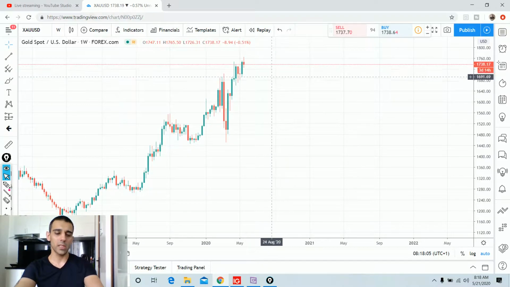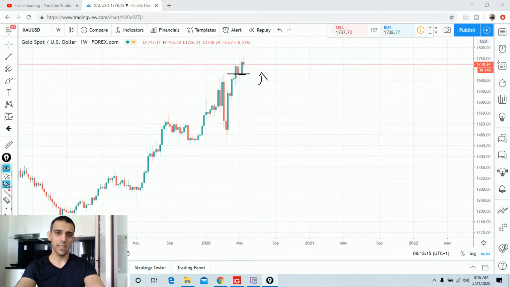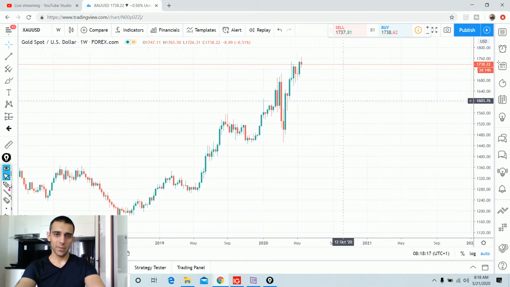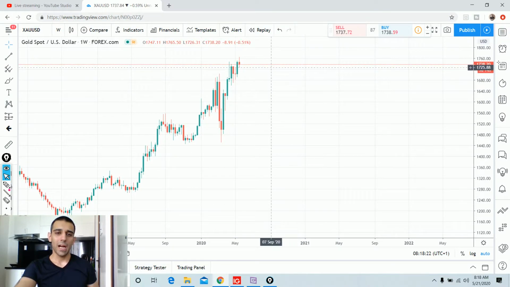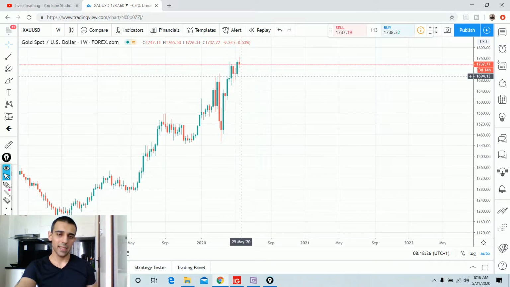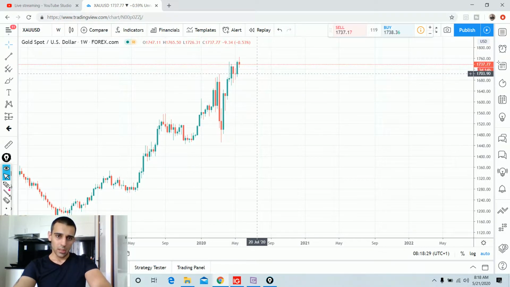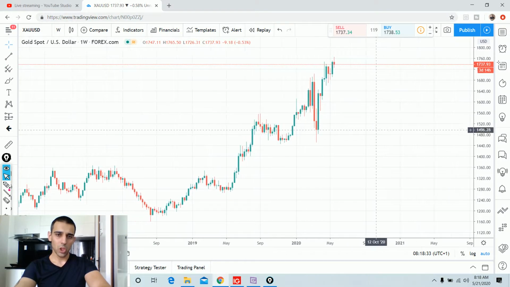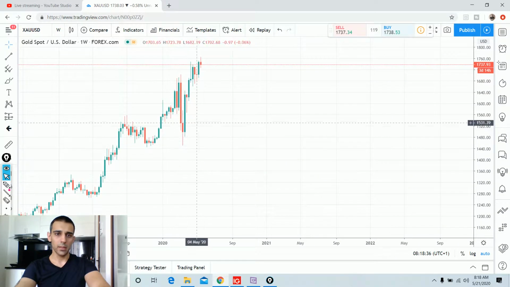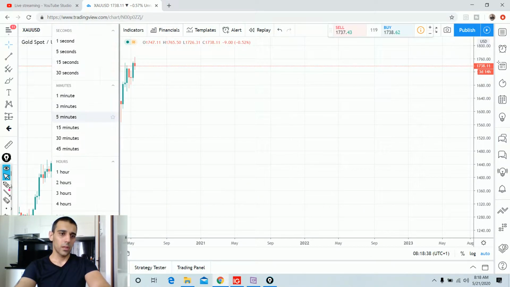But for now, the way it looks, there could be a nice potential to get onto the long side, a long play down to this level at 1700, but it's still developing. It's still developing, so I can't really say it for certain. But I certainly will be looking to go long on this one.